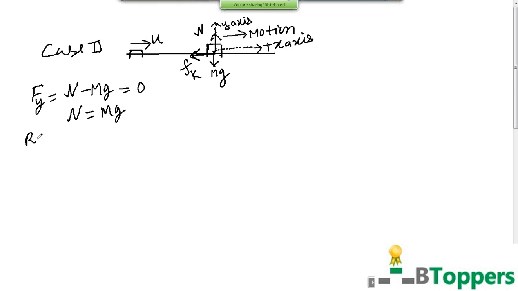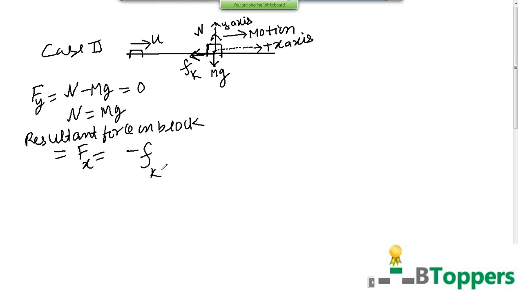So when Fy is 0, the resultant force on the block is equal to Fx. The only force which acts on the block in the horizontal direction during the motion is the force of kinetic friction, or sliding friction, by the floor on the block, which acts opposite to the direction of motion, in the negative direction of the x-axis. So we can write Fx equal to minus Fk. The negative sign is used because the x component of the resultant force is directed toward the left side, opposite to the motion.